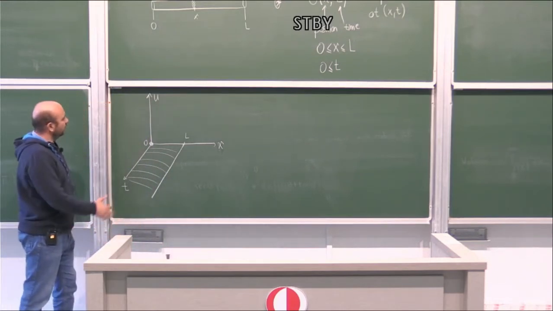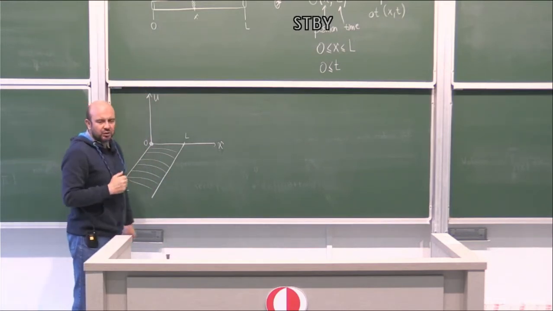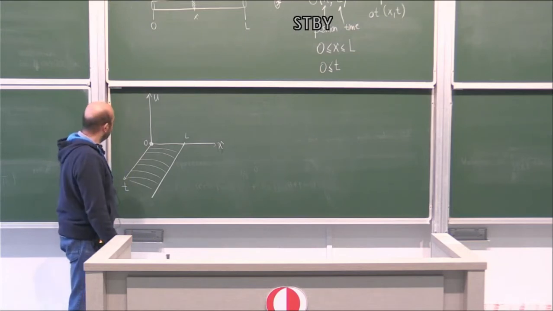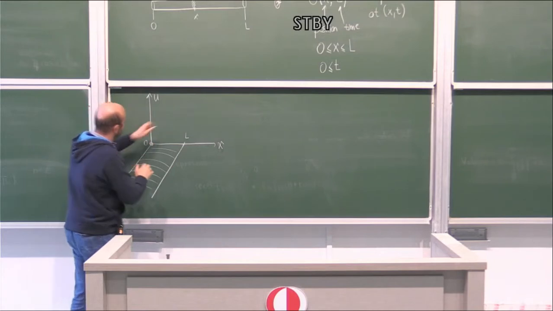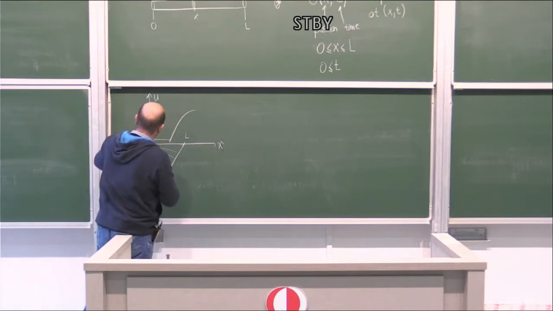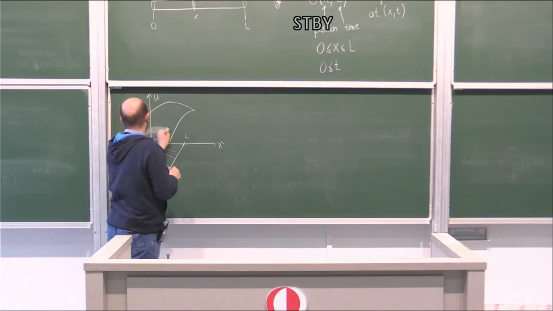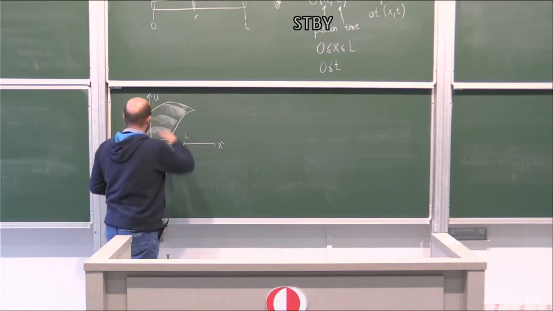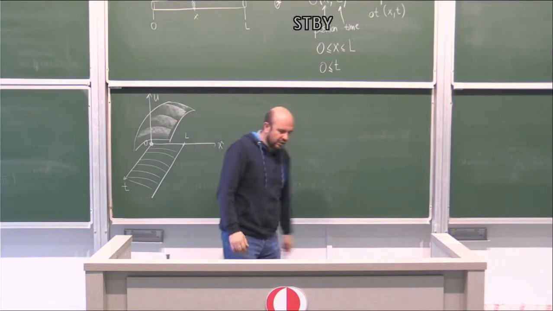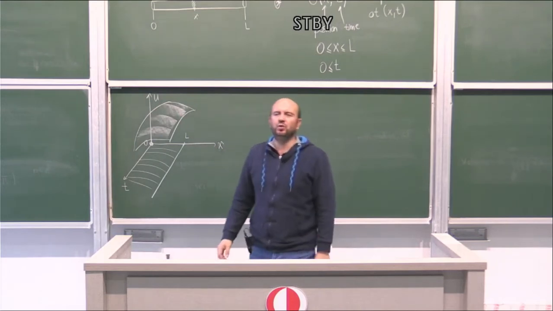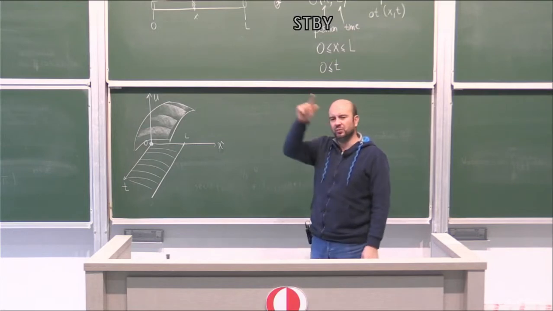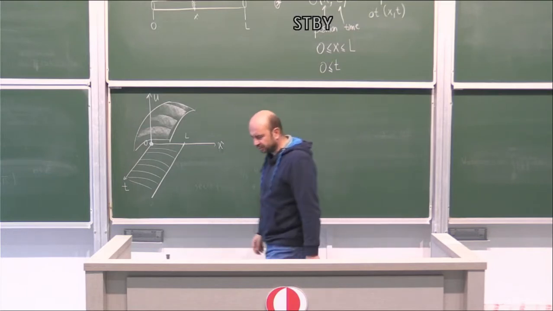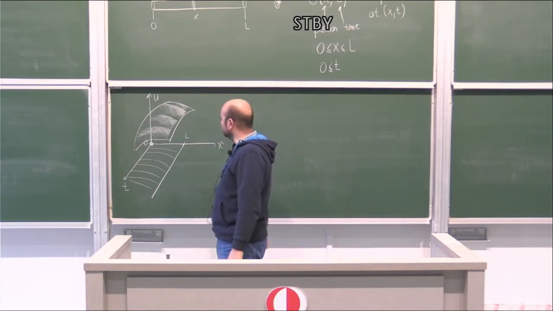So what then u will be, the u function will be a surface over this domain. You can think like its graph will be something like this. So the result will be a surface. If you remember, for the ODEs, we get a function of one variable, so its graph was a curve. But here, the solution will be a surface.